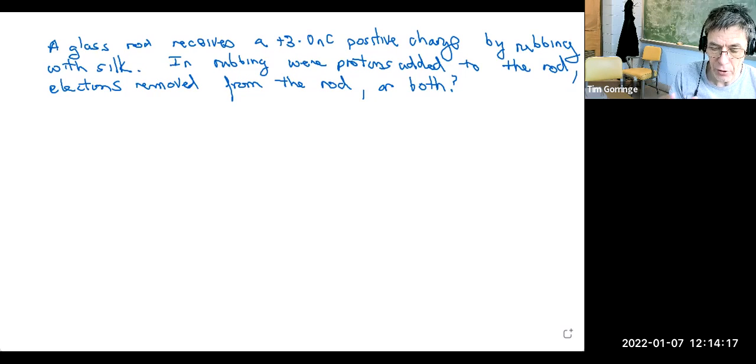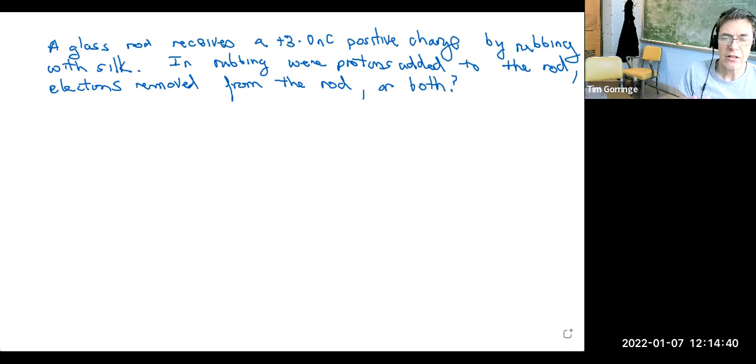glass rod positively charged, did we transfer protons that are positively charged to the glass rod? Did we remove electrons, which are negatively charged, from the glass rod? Or did we do both, some mix of transferring protons and electrons?